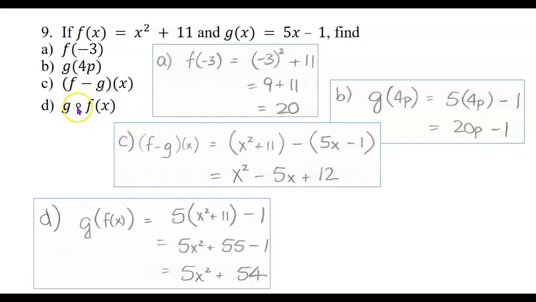And g composed with f. Remember that little circle means we're composing the functions, function composition. We're taking g of f of x. So g is going to do to f of x what it does to anything. It multiplies it by 5 and subtracts 1. G of anything is 5 times that anything minus 1. So g of f of x is 5 times x squared plus 11 minus 1, which is 5x squared plus 55 minus 1, or 5x squared plus 54.